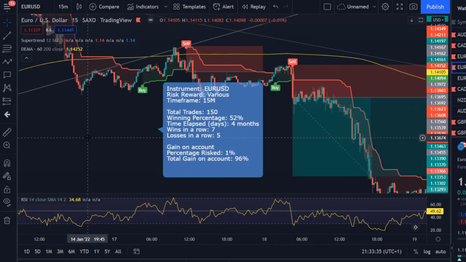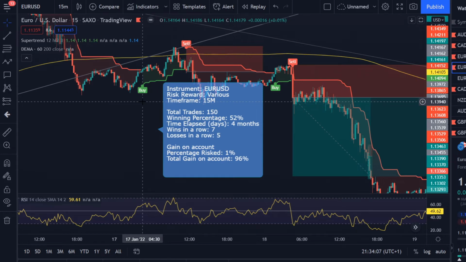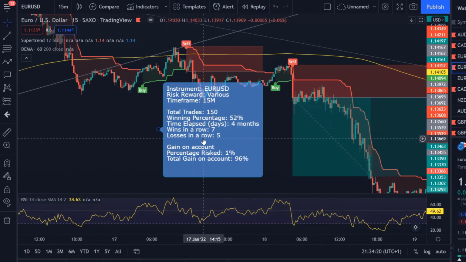Alright, so the results are in. I tested the strategy on the EUR/USD, and the risk reward is not a 1-to-1 or a 2-to-1 or 3-to-1, but as I showed you, it varies. Sometimes it's 0.37, but sometimes it's over 5. That's because we do not use a strict risk reward ratio system, but we exit the trade when the opposite signal appears. The total trades we took was 150.